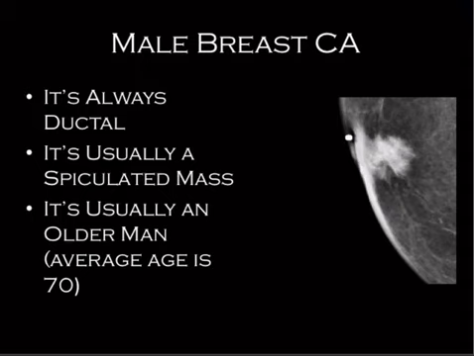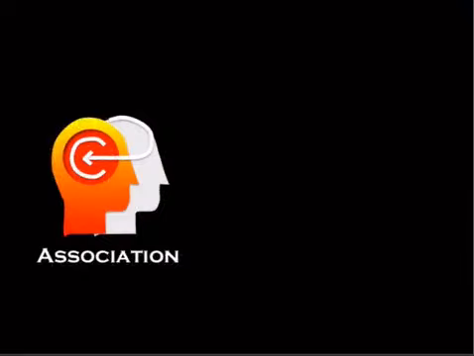The most common presentation for breast cancer in man is a spiculated mass. It's less common to be architectural distortion or calcifications. Although if you do see calcifications, it's very concerning in a man. It's usually an older person. Average age of a male breast cancer is 70.